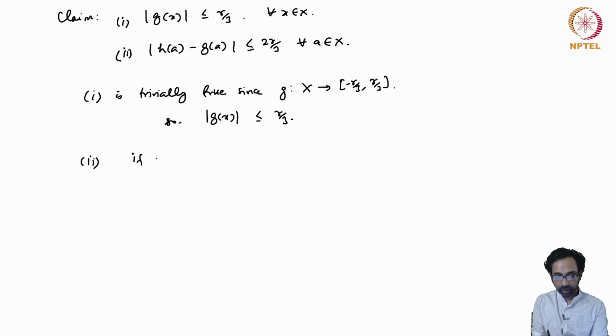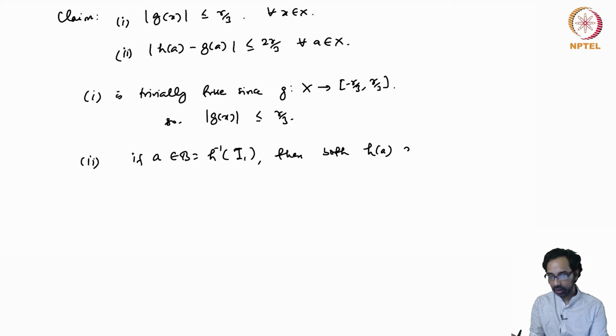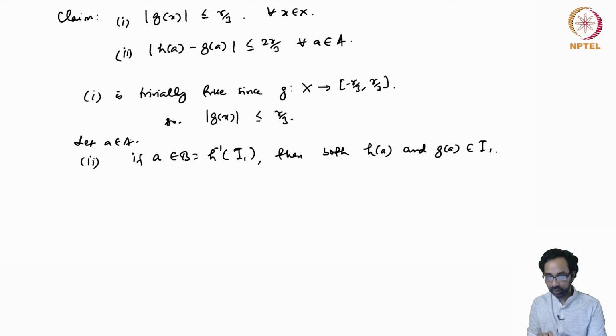If a belongs to B, which is h inverse of I1, then both h(a) and g(a) belong to I1. So h(a) belongs to I1 because a belongs to h inverse I1, and g(a) belongs to I1 because g restricted to B. Sorry, here it should be x rather than a. So take a in A, and now we have these three cases.